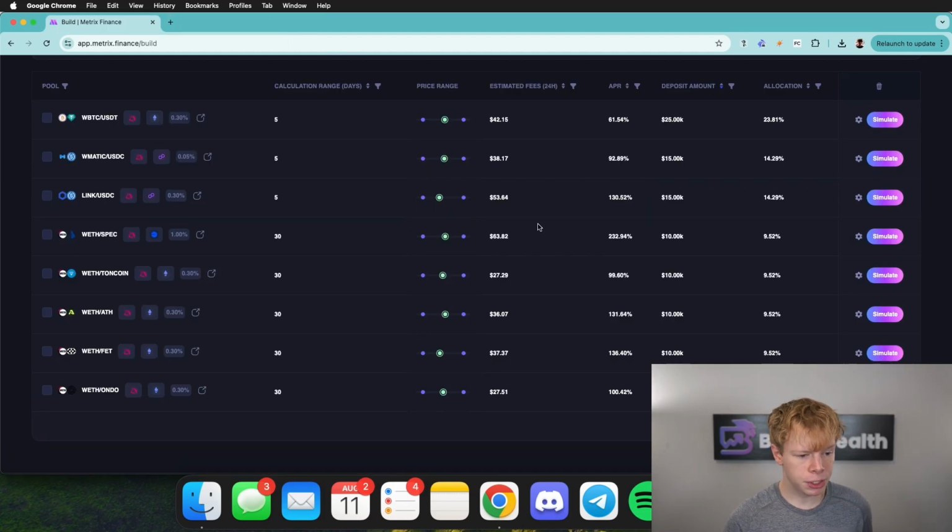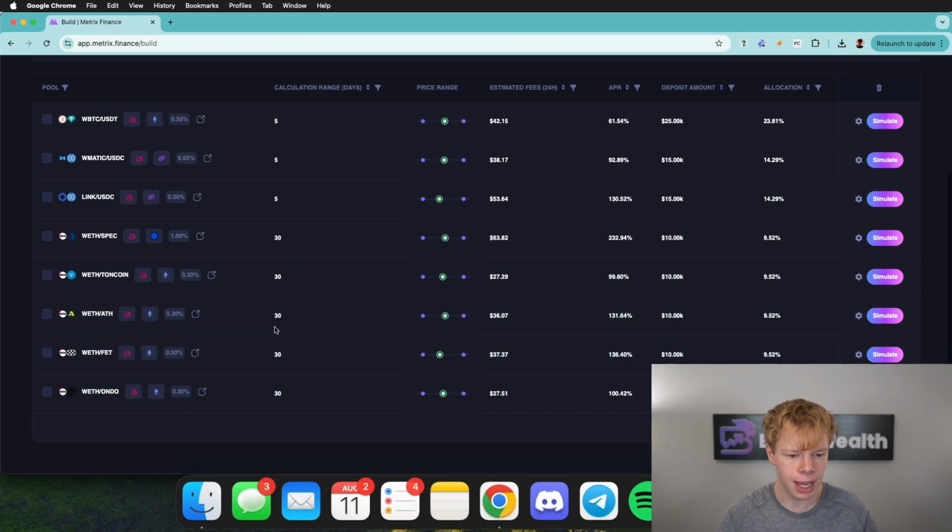So with that being said, I've built out the entire portfolio. Now, I did notice a little bit of a trend with the altcoins like Ethereum to ATH, Ethereum to FET, and Ethereum to Ondo. Basically, in the past 30 days, the volume was more consistent than it was in the past 5 days. So I went ahead and adjusted these to a 30-day calculation range, because there's going to be ups and downs when it comes to volume.